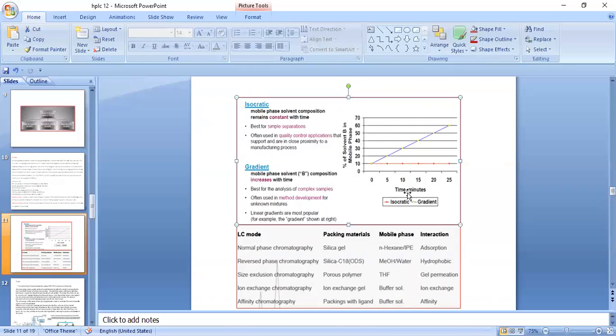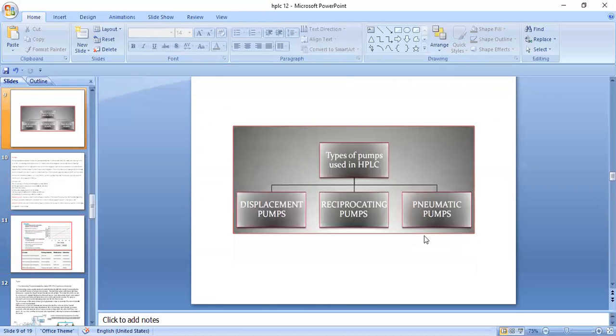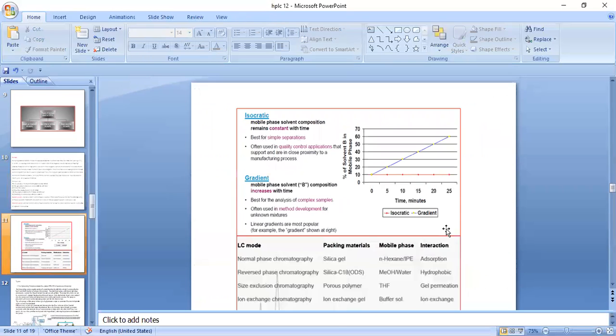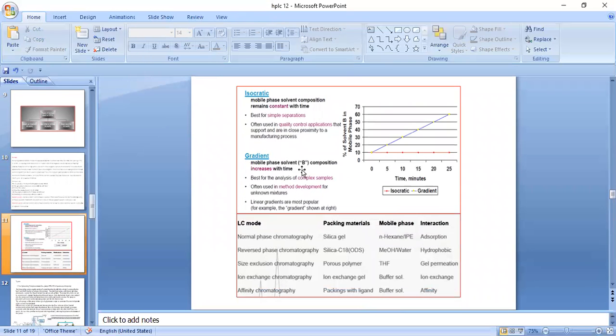So you can see there is a variation in the composition of B in gradient mode, and there is no variation of B in isocratic mode. So isocratic means a system in which there is no change in the composition of the solvent, that means we do not alter the percentage of any components, but gradient delivers a variable mobile phase composition. So this is the basic difference between gradient and isocratic mode. But one thing you should remember: a gradient HPLC can be used to run an isocratic mode, but an isocratic HPLC cannot be used for the gradient mode.